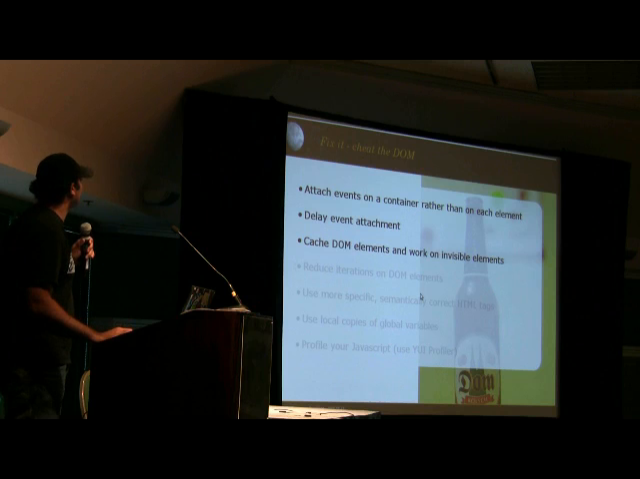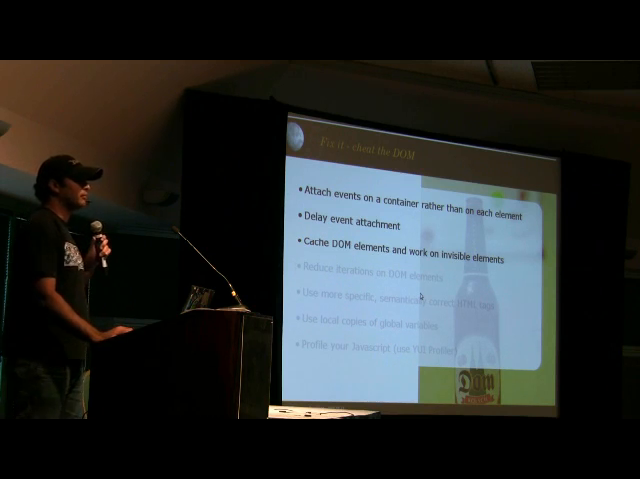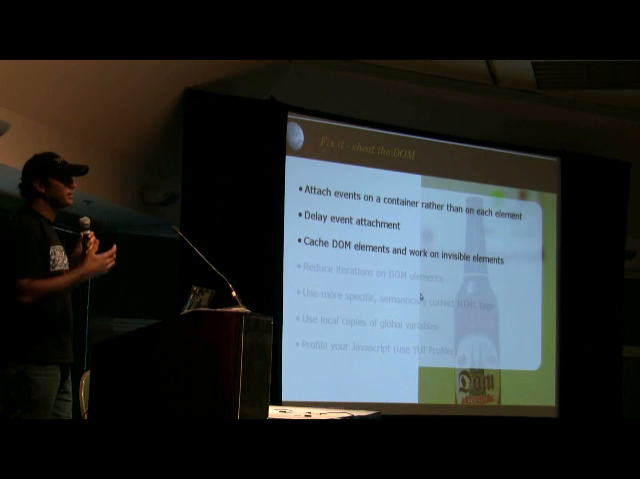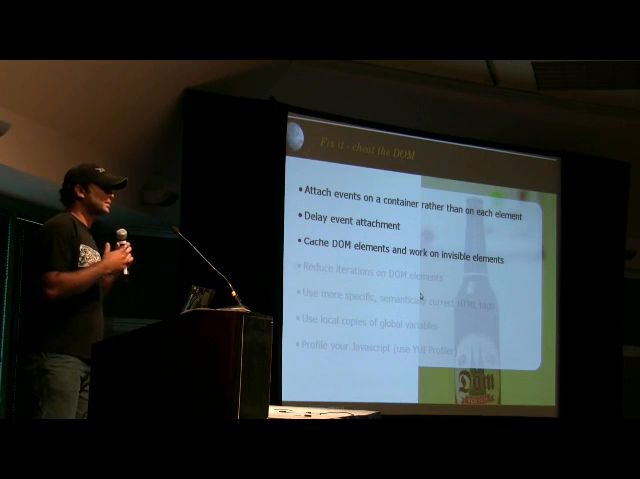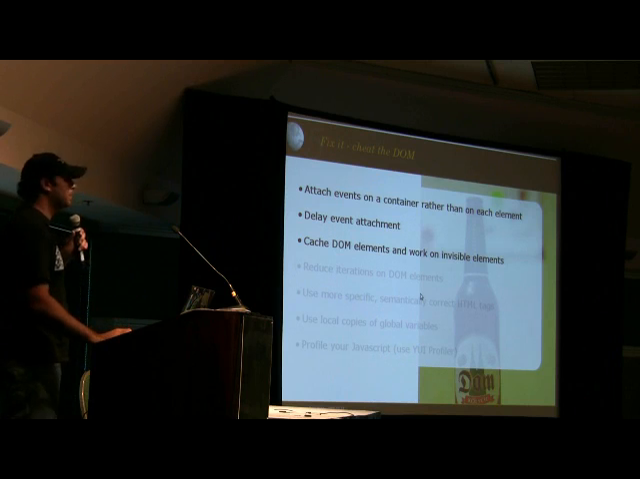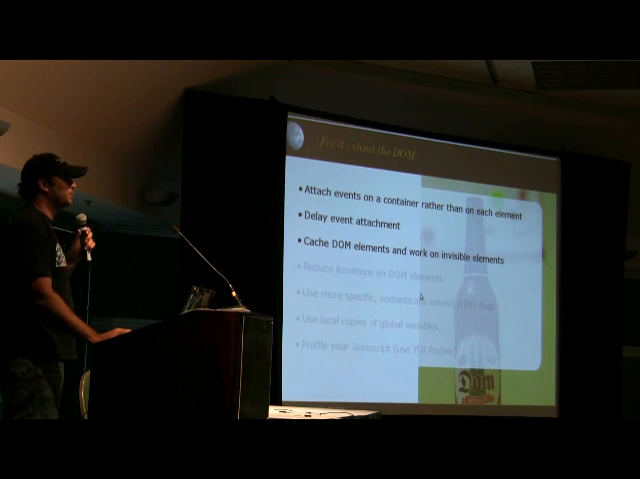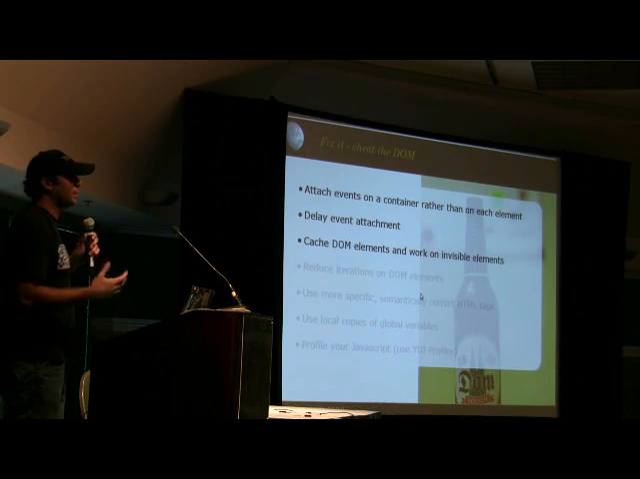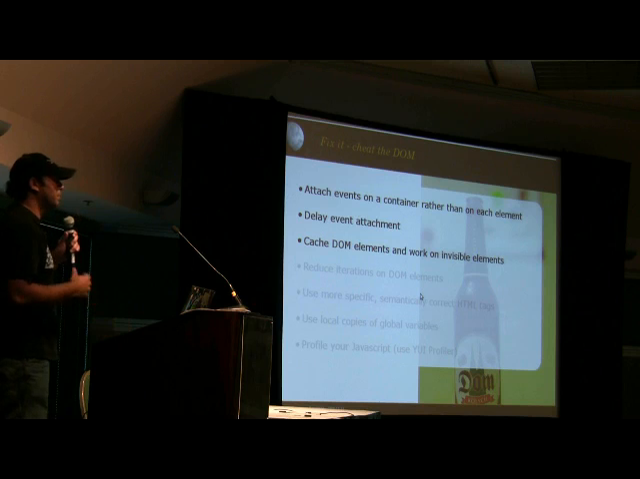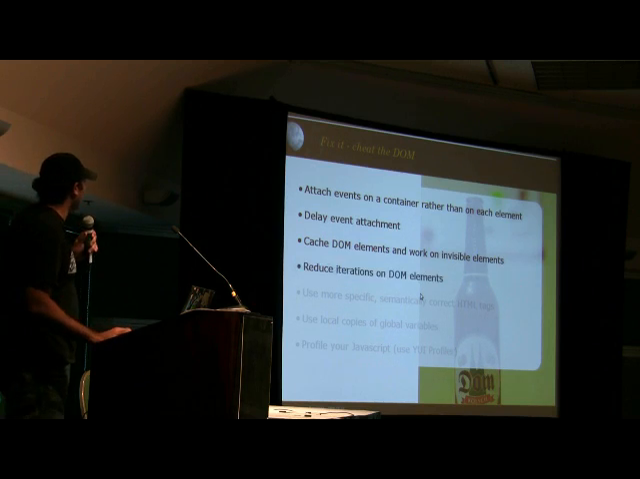Try and reduce that. Cache DOM elements and work on invisible elements. So if you can store a DOM element in a variable, you have an ID, get a reference to that, and operate on that reference as much as you can. Don't keep doing getElementById. Similarly, work on invisible elements. Anything that's not visible on the page, you can operate on that faster than if it's visible on the page, because the browser doesn't need to keep re-rendering it every time you change a single property.